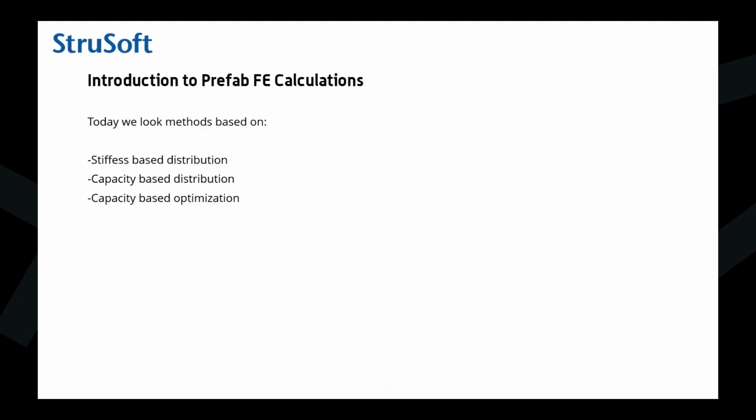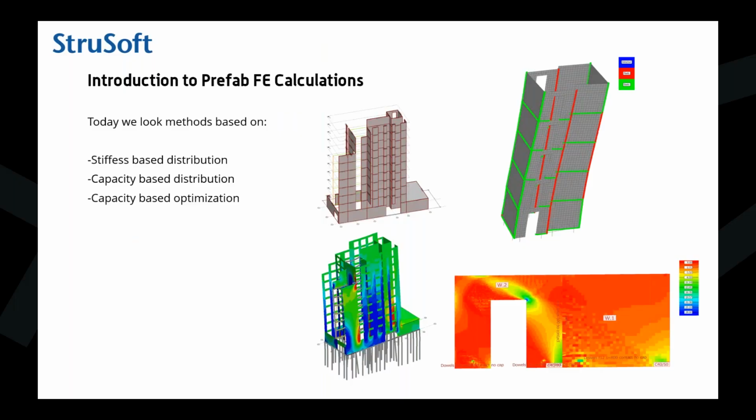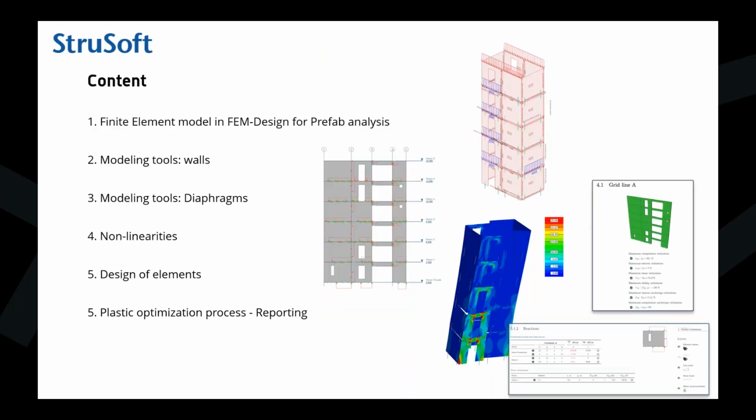Today we look mostly at methods which are based on stiffness. That will be your classical finite element methods, so the stiffness of the finite elements will give you the distribution of the loads. Then we also look at capacity-based distribution. That will be our plastic calculation, so the forces go where the capacity is, or like our cracked section analysis or our plastic optimization tool, Prefab. There are many ways to calculate how the internal forces go in a prefab system, but most of them are based on either stiffness or capacity, and then you can optimize the whole thing. And this is the content of today's presentation.